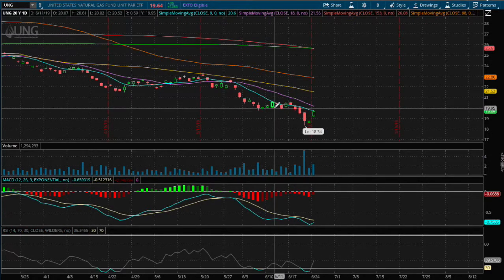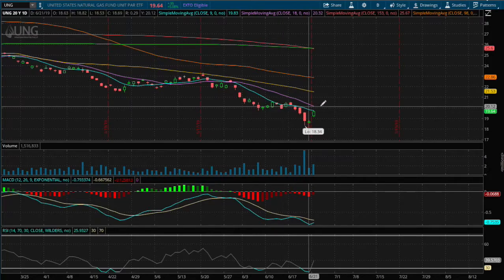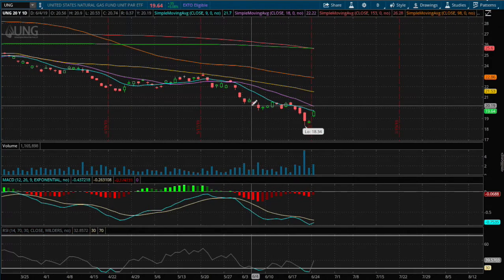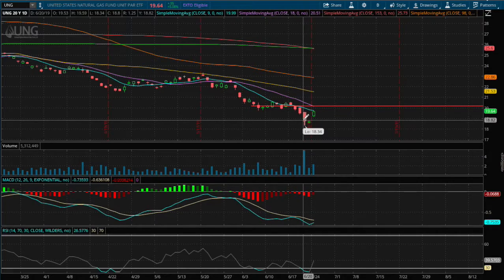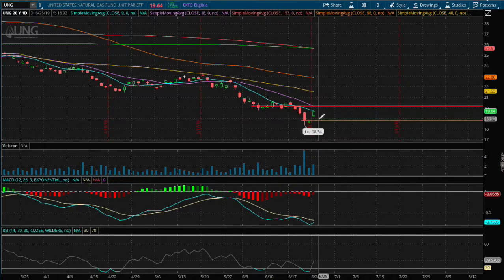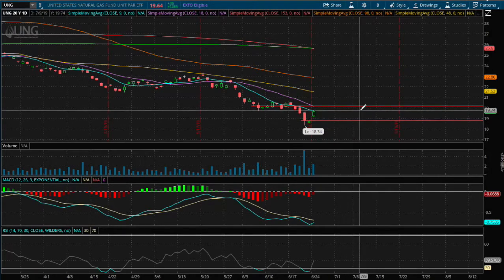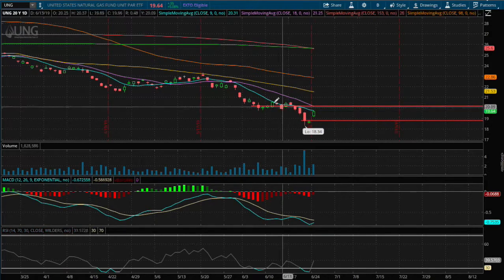So the first resistance I would consider is this 18-day moving average, and for support is this gap that was left open over Sunday night. So I would consider at any moment we may fill in that gap and we will move sideways until there's further reason to move higher on natural gas.